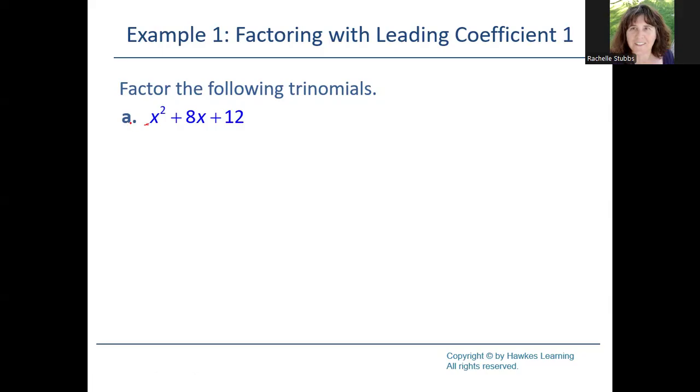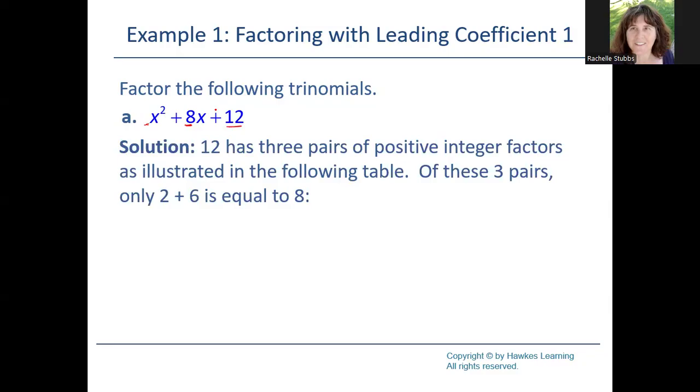And so what we do is A is 1, B is 8, and C is 12. And we're learning to identify those. And we're going to factor this. We have to look here at 12. 12 only has 3 pair of factors, like it says. And what we're looking for, maybe some of you have seen this before where you had a teacher who wrote an X on the board. And we're looking for something that multiplies to 12 but adds up to 8.